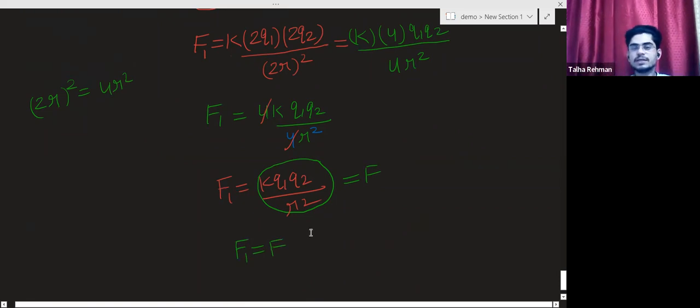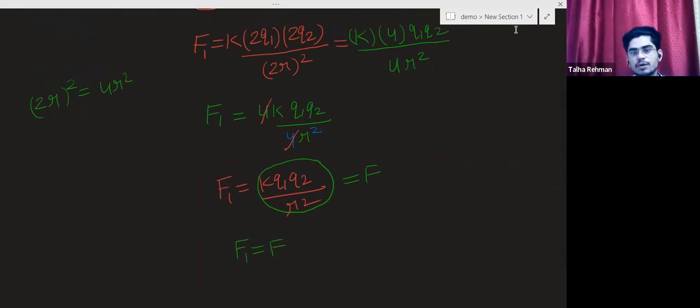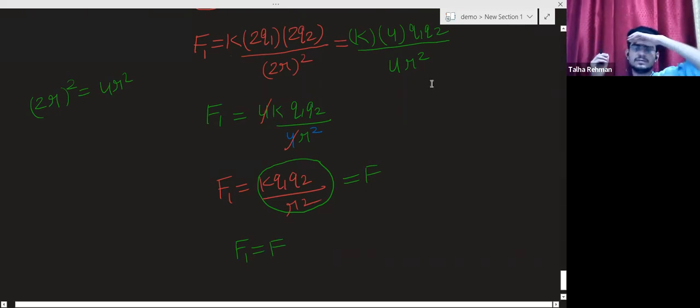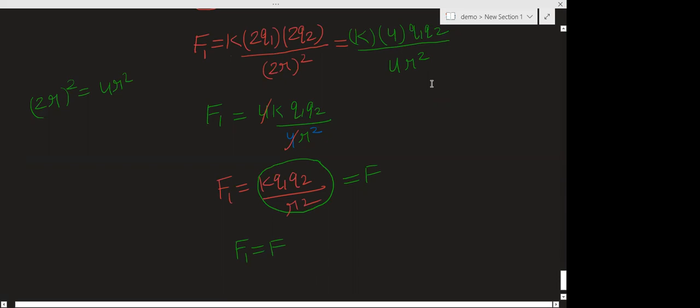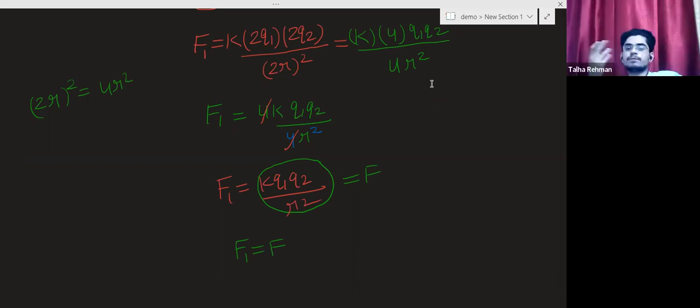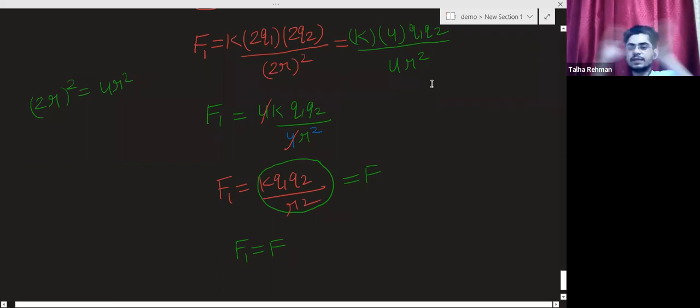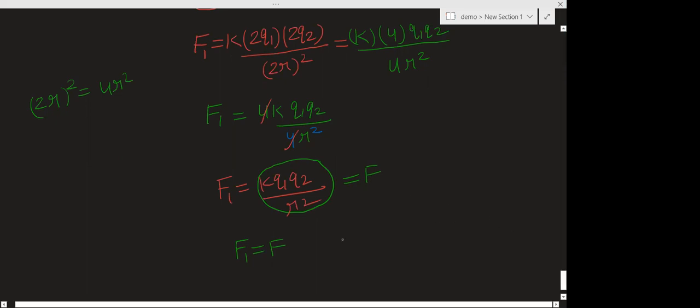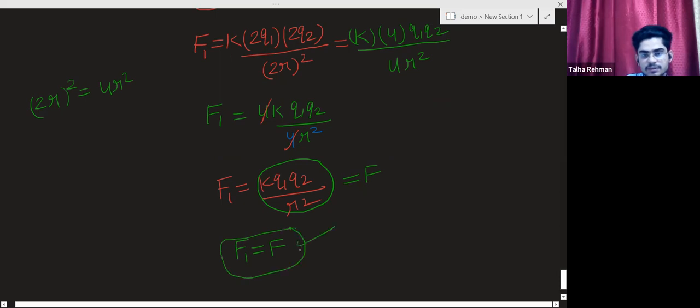Why is the force not changing here? Because along with the charges, the distance is also increasing. That is why the force is compensated. When you increase the charges, the force will increase, but when you increase the distance, the force will decrease. Increase plus decrease means no change. So the answer is this.